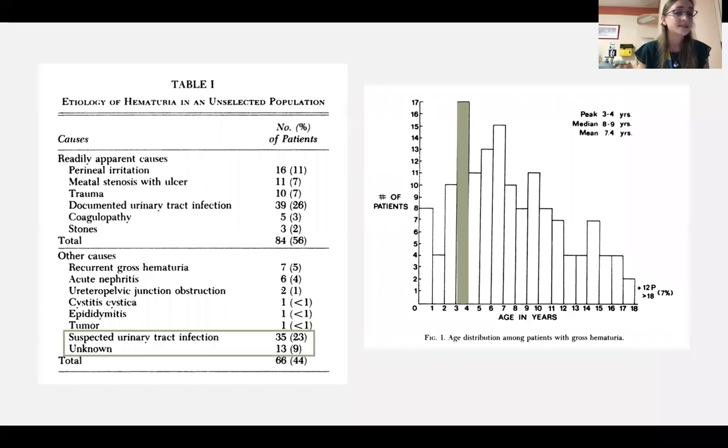So this study places UTIs as the number one cause for gross hematuria. It is possible that this is due to referral bias, given that this is an article from the Pediatrics Journal, so maybe the focus is a little more medical. And in the second figure on the right, we can see that the peak age of presentation was 3 to 4 years old.